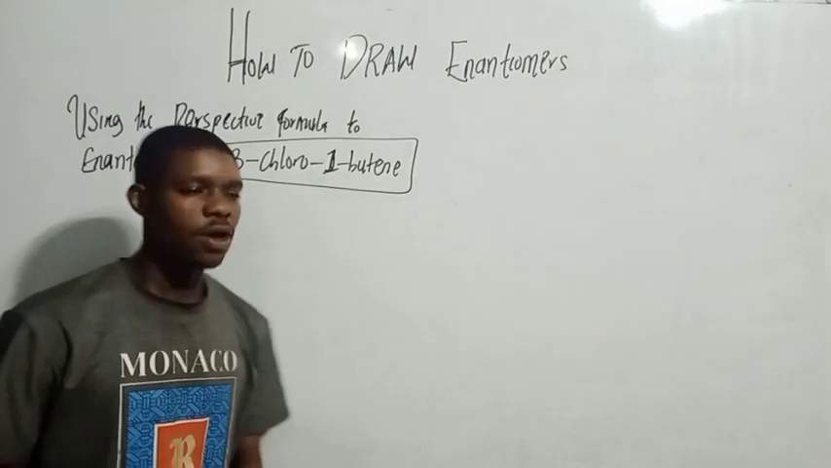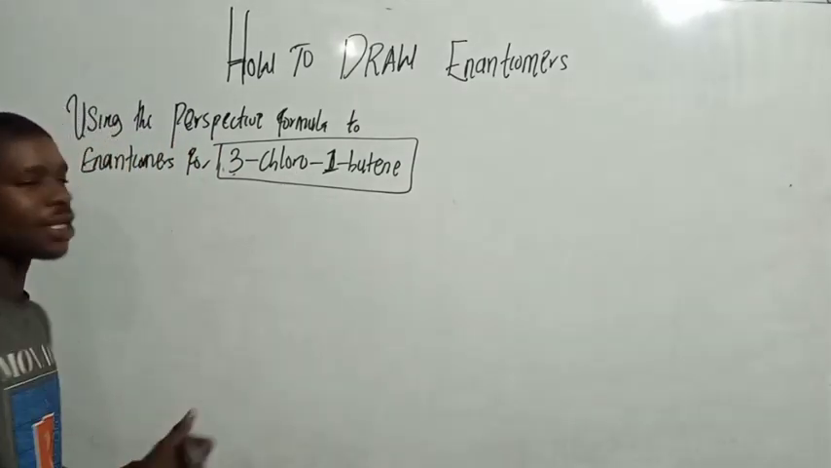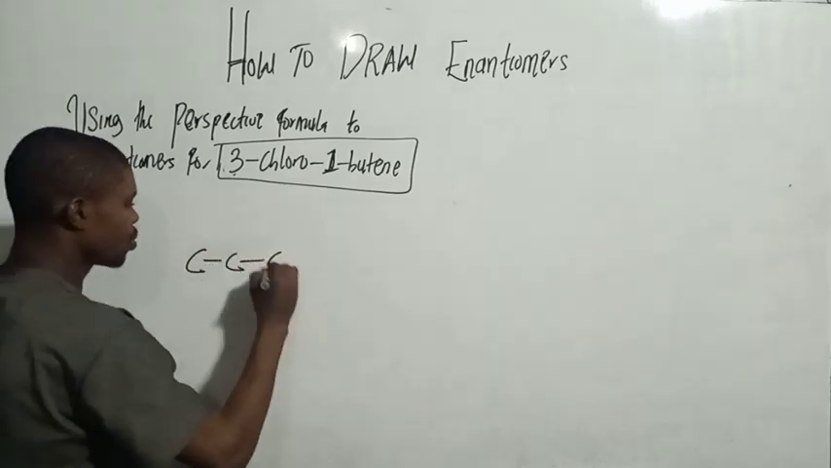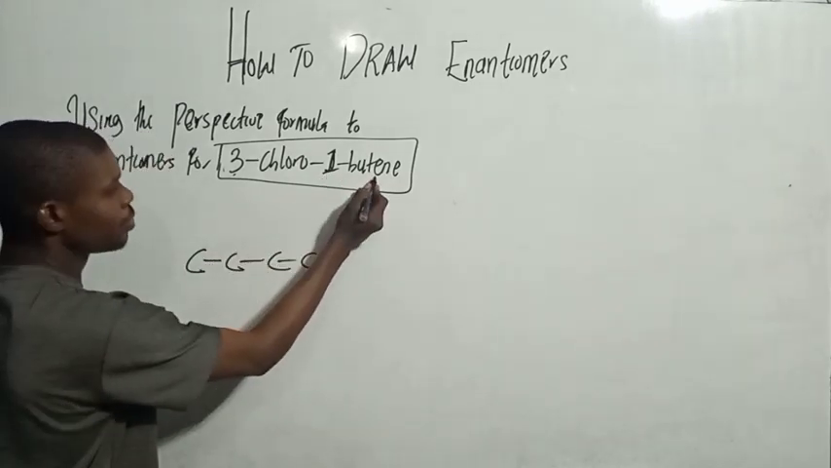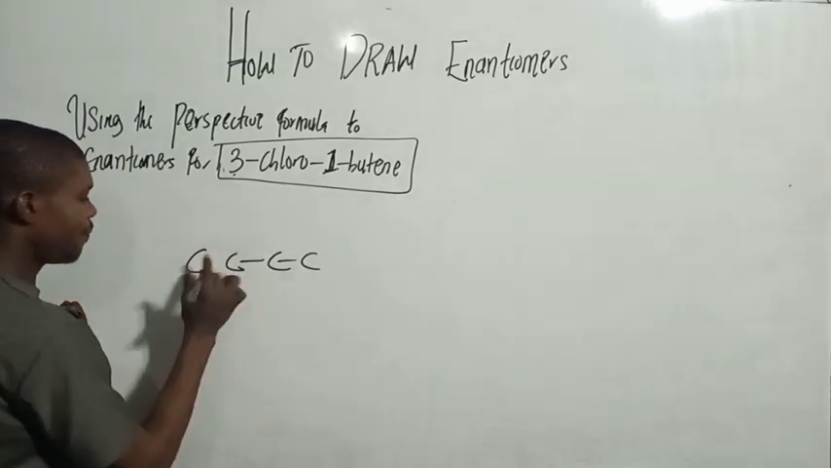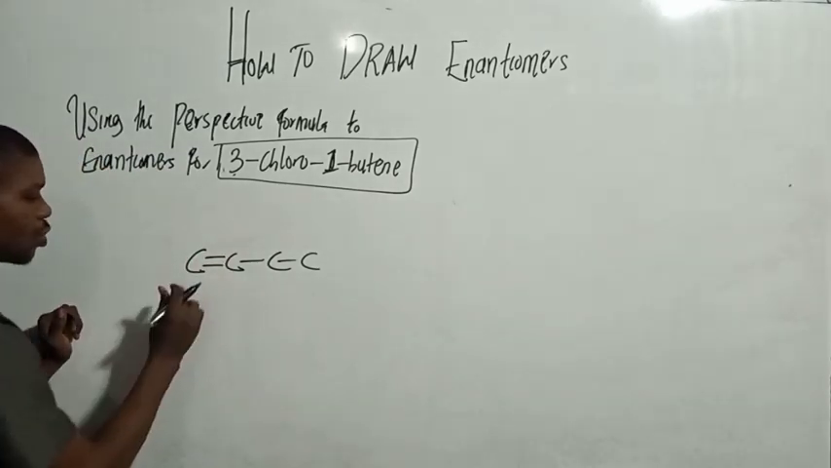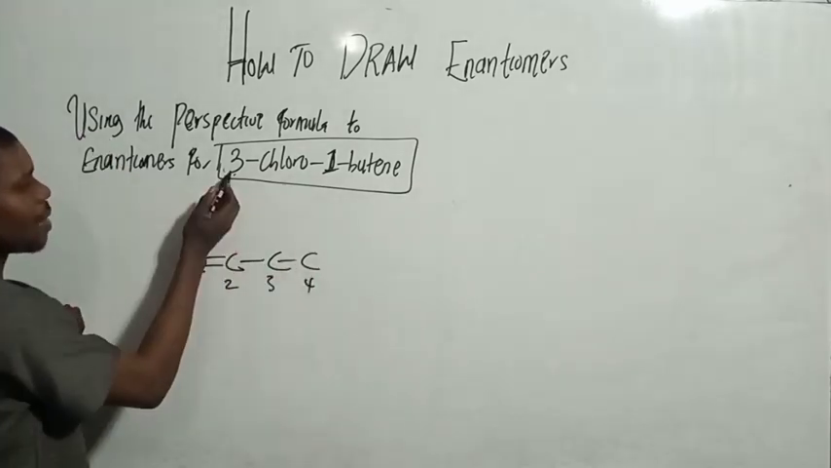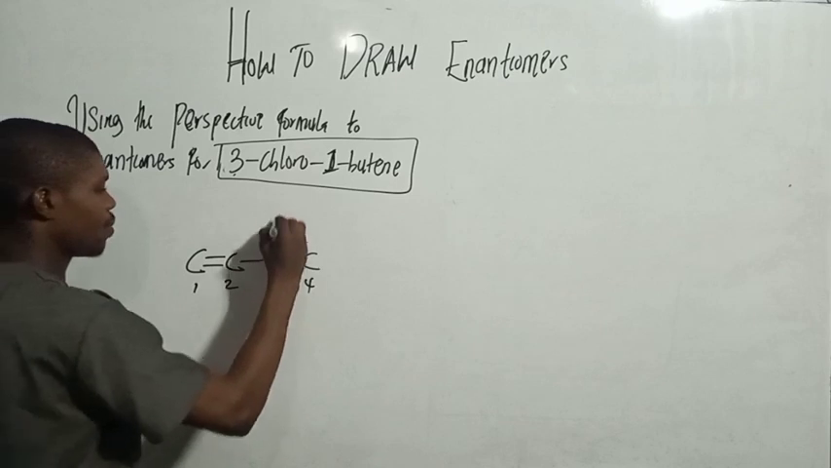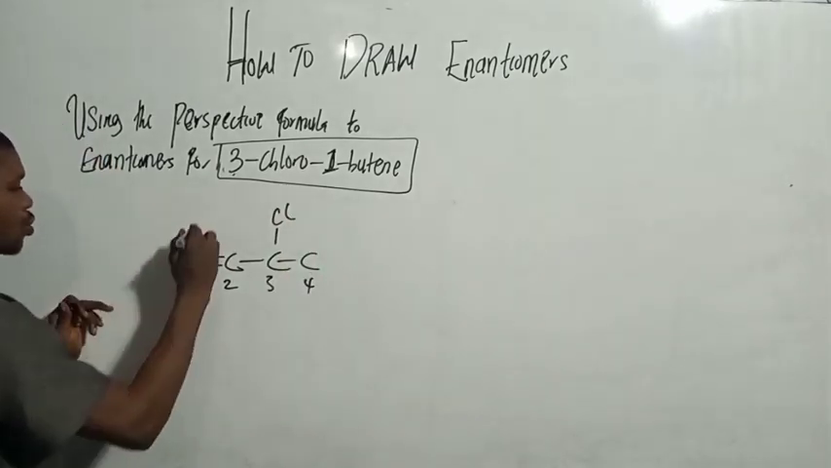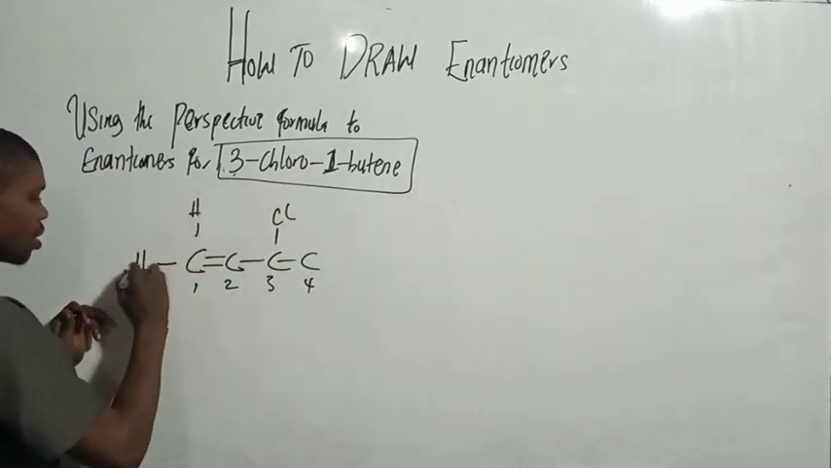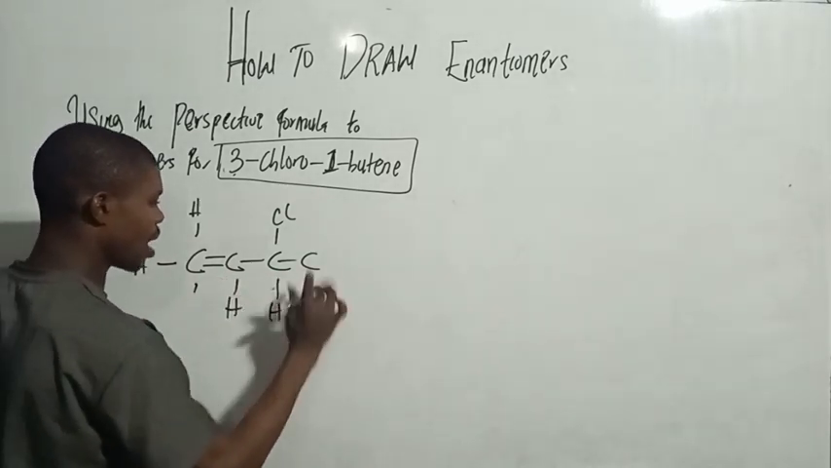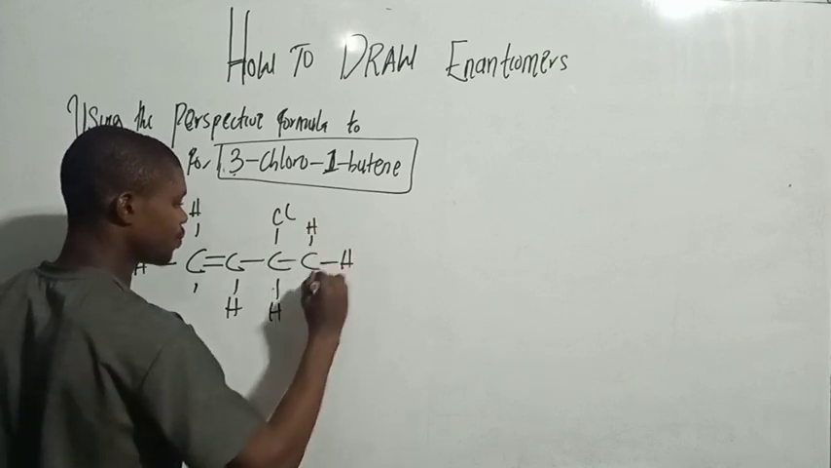3-chloro-1-butene. So let's draw the structure first and identify the number of chiral centers. Here we have 1, 2, 3, 4, right? When we talk about 1-butene, the first carbon has the double bond, so we go 1, 2, 3, 4. At number 3, I have a chloro. Here we have 2 hydrogens, 1 hydrogen here, 1 hydrogen here, and 3 hydrogens here.